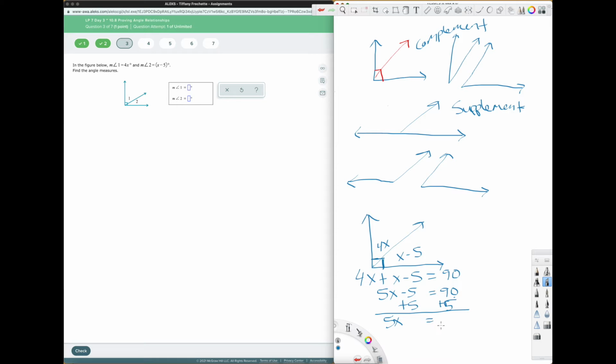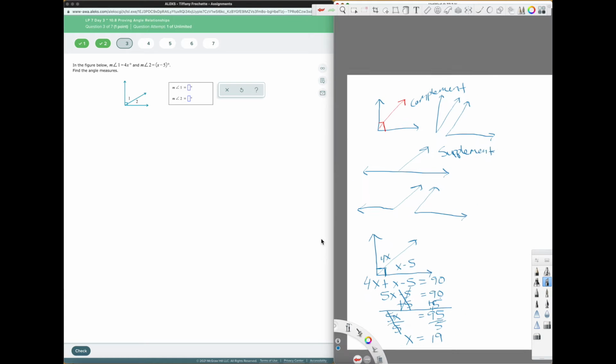So 5x comes down. If you notice, I didn't write anything here because negative 5 plus 5 cancels out. And then we add 5 there and we get 95, and we're going to divide by 5 on both sides because I want to get rid of that multiplication. 5 divided by 5 cancels. I have x equals 95 divided by 5. So it goes in once with a 4 left over, and it goes into 45 9 times. All right, so that's 19.